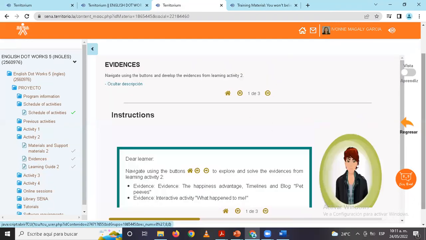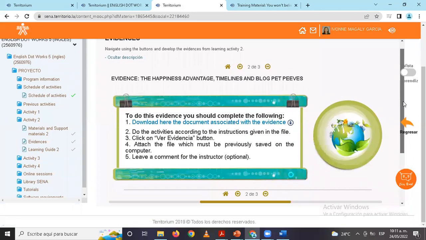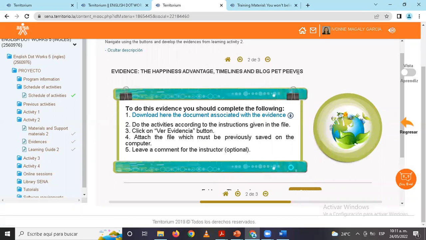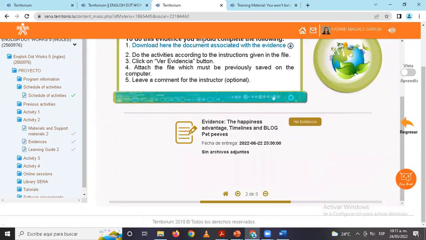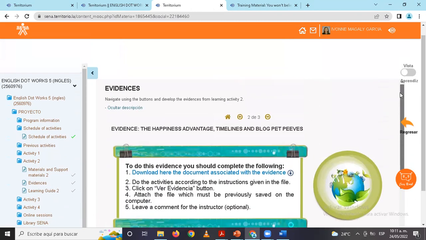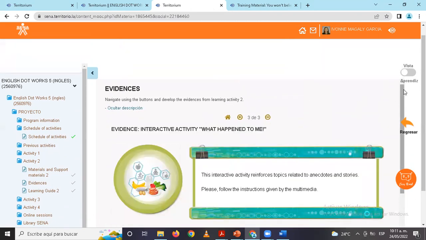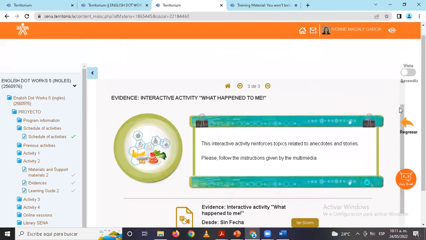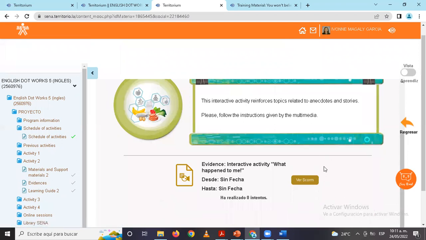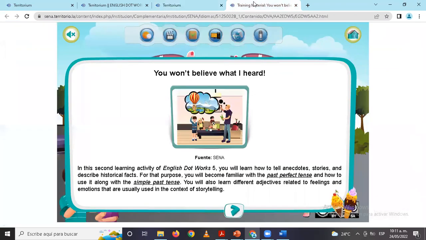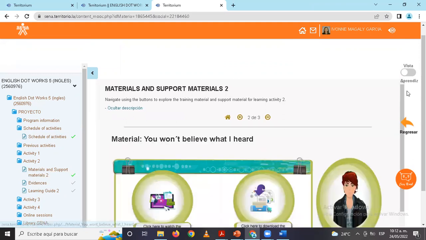And the evidence, we have the activity, the happiness advantage timelines and blog pet peeves. Here you can download the material, and then after you do all the activities, you submit the activity through this link here in the same page, evidencia. Then here we have also the interactive activity, what happened to me. You click on bird corn. So let's go to the material. You won't believe it. Let's start with the activity we have for today.